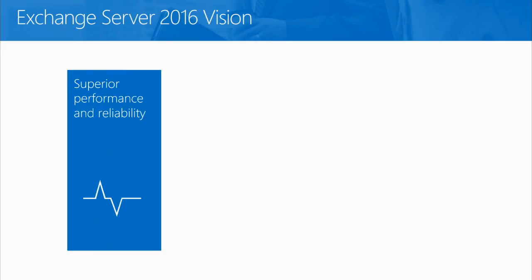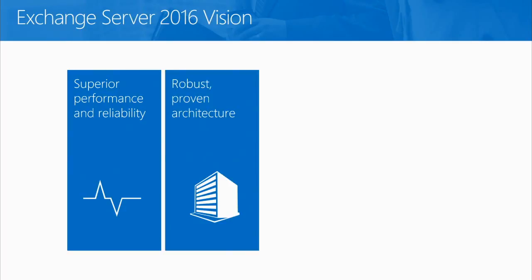Here's our vision for Exchange Server 2016. You'll hear about specific investment areas in a moment, but this is what we plan to ship in a nutshell. We want this release to be the best performing and most reliable version of Exchange ever, with fault tolerance and self-healing capabilities baked into the system. For that, we need an architecture that is rock solid, an evolution and refinement of what we shipped in Exchange 2013, with an emphasis on simplicity.